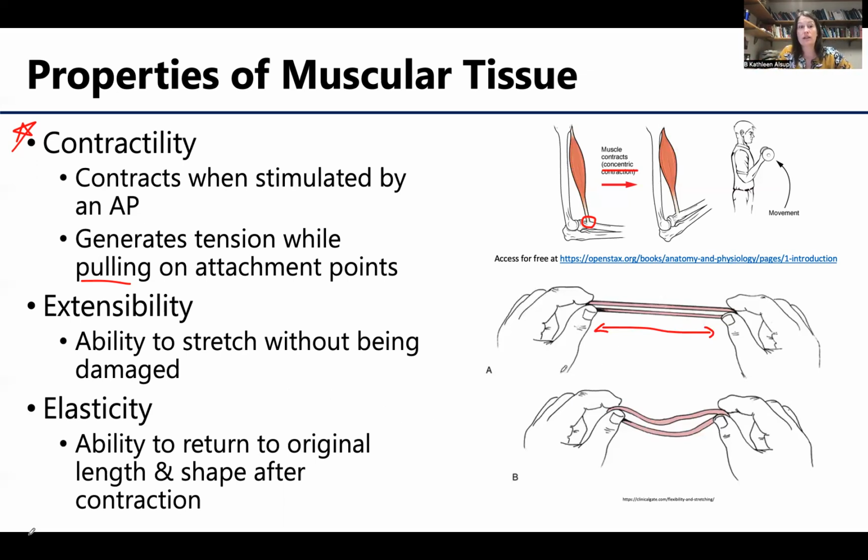Elasticity is very important. If you have extensibility, you need to be able to return to the original length and shape after contraction. And so you can have this rubber band that can return to its general shape and be okay. Sometimes if you stretch too far, you don't get quite to where you need to be with elasticity. But generally, there's the ability for it to return to its original length and shape. So extensibility and elasticity go together very well. So those are the properties of muscular tissue. Again, all types of muscular tissue.